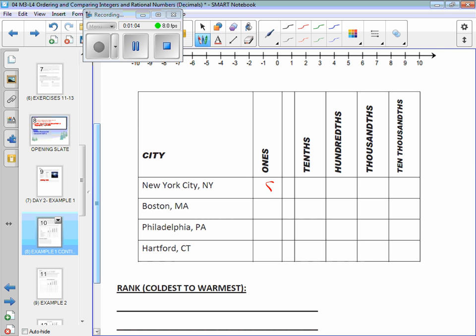New York City was positive 8.68, correct? All right, and then Boston, watch what I'm going to do. Put the negative symbol right before the ones column. 3.97. Philly was positive 8.0991. Stretches all the way out to 10 thousandths. And then Hartford is negative 3.9705.